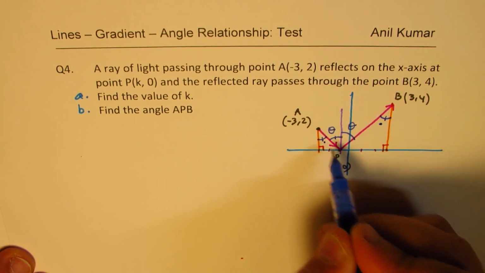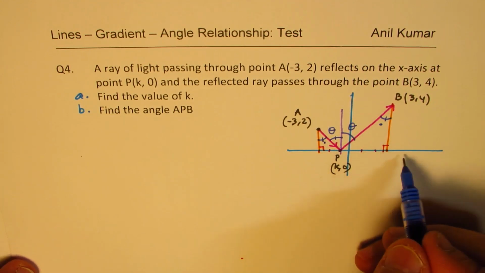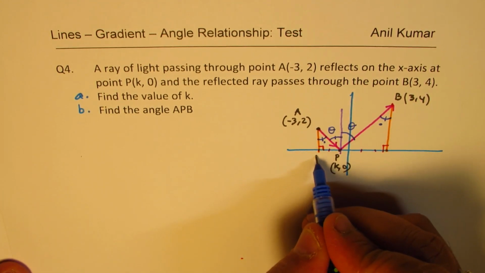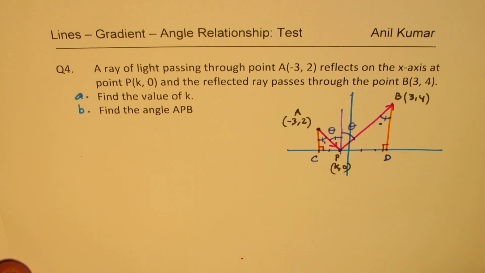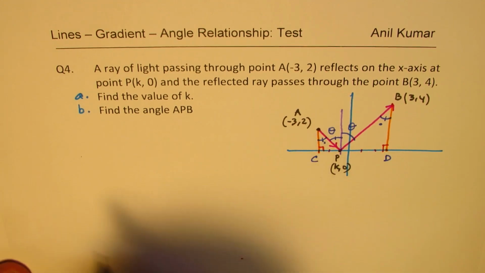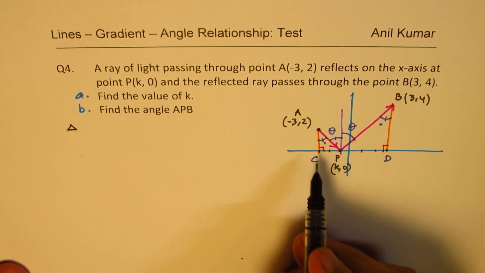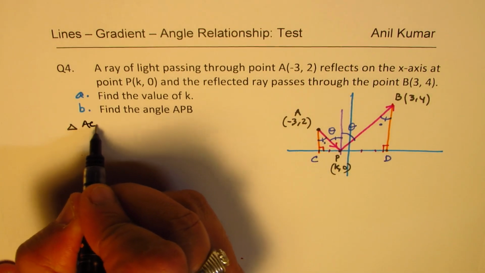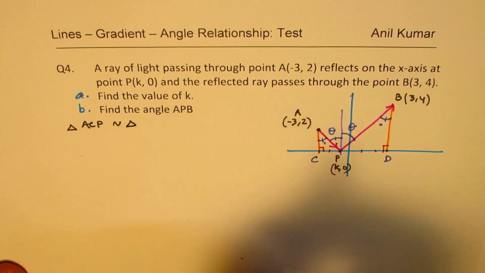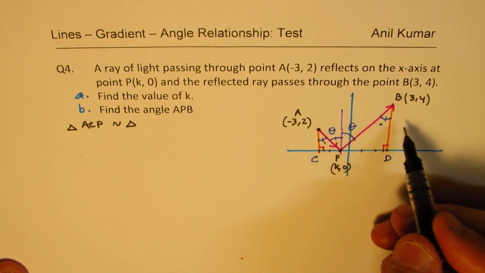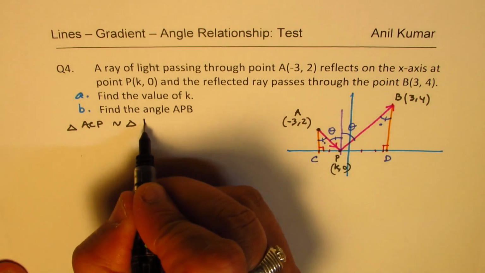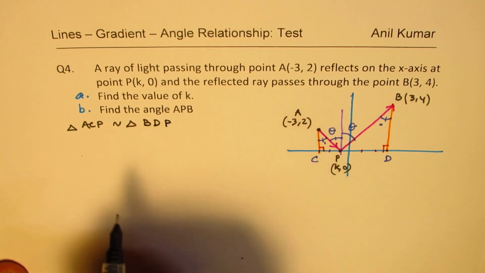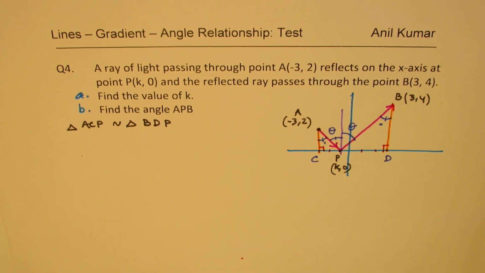So we have a situation where we have similar triangles. Let's call these points C and D. From here we can say that triangle ACP is similar to triangle BDP. And therefore, their sides will be in fixed ratios, correct?